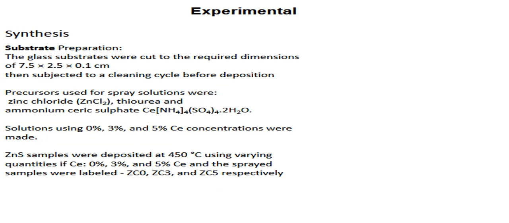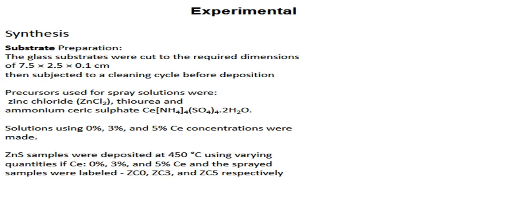Let's look at the experimental work. First, we had to prepare our substrates. We used glass substrates. These glass were cut into a required dimension of 7.5 by 2.5 by 0.1 cm. And we did a cycle of cleaning, including washing with distilled water, soaking with alcohol to get rid of any contaminant, and subsequently rinsing with distilled water.